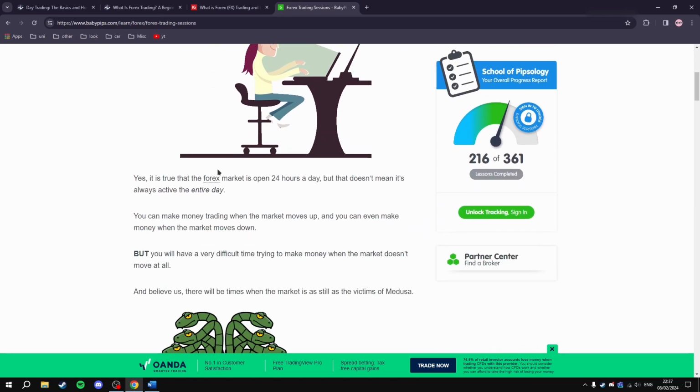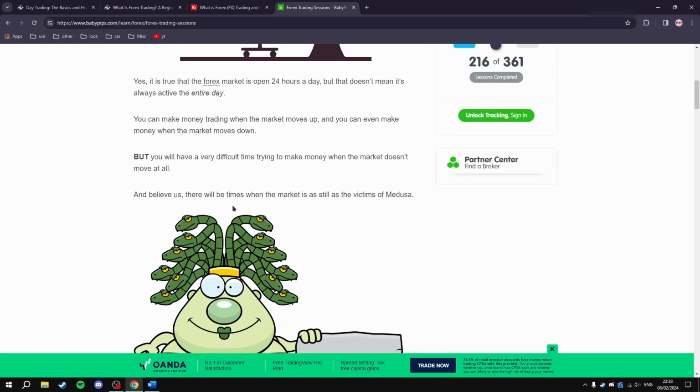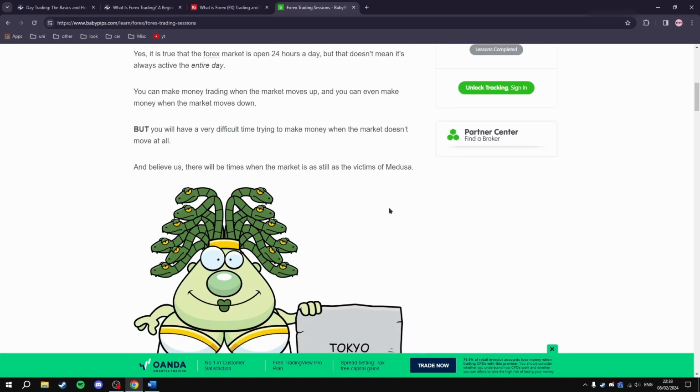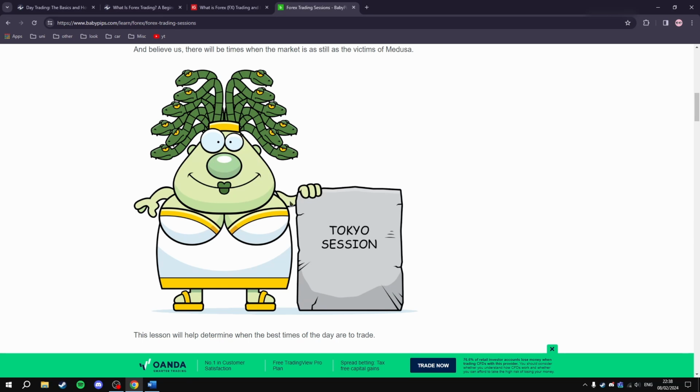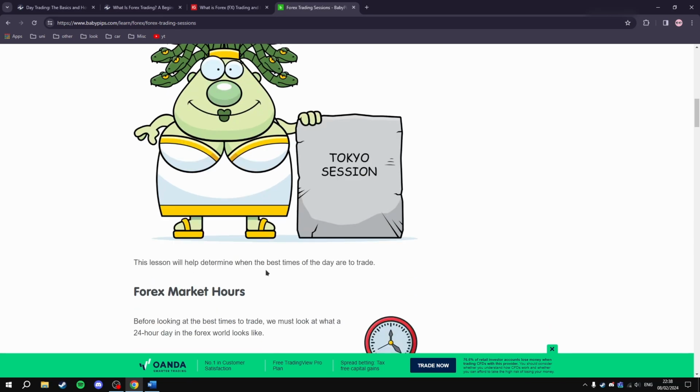Yes, it is true that the Forex market is open 24 hours a day, but that doesn't mean it's always active the entire day. You can make money trading when the market moves up, and you can even make money when the market moves down. But you will have a very difficult time trying to make money when the market doesn't move at all. And believe us, there will be times when the market is as still as the victims of Medusa. Tokyo session. This lesson will determine when the best times of the day are to trade.